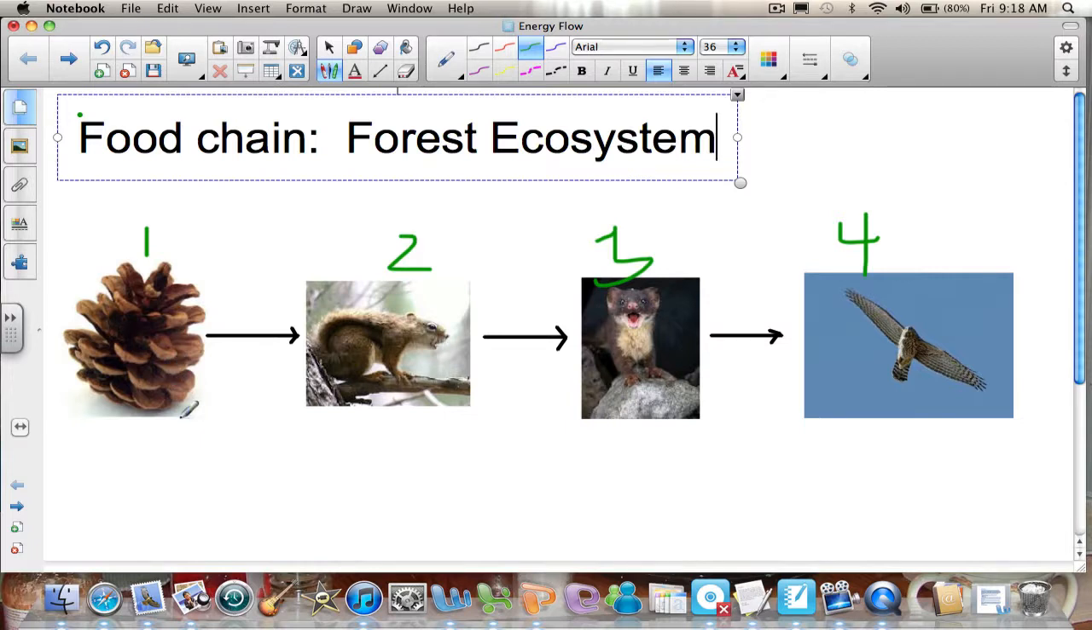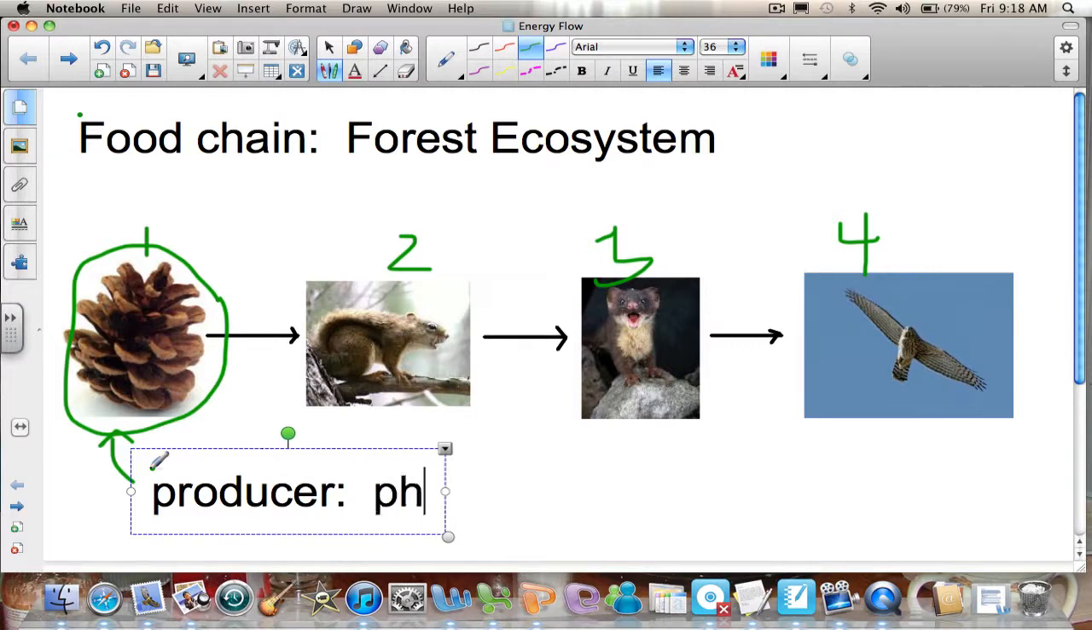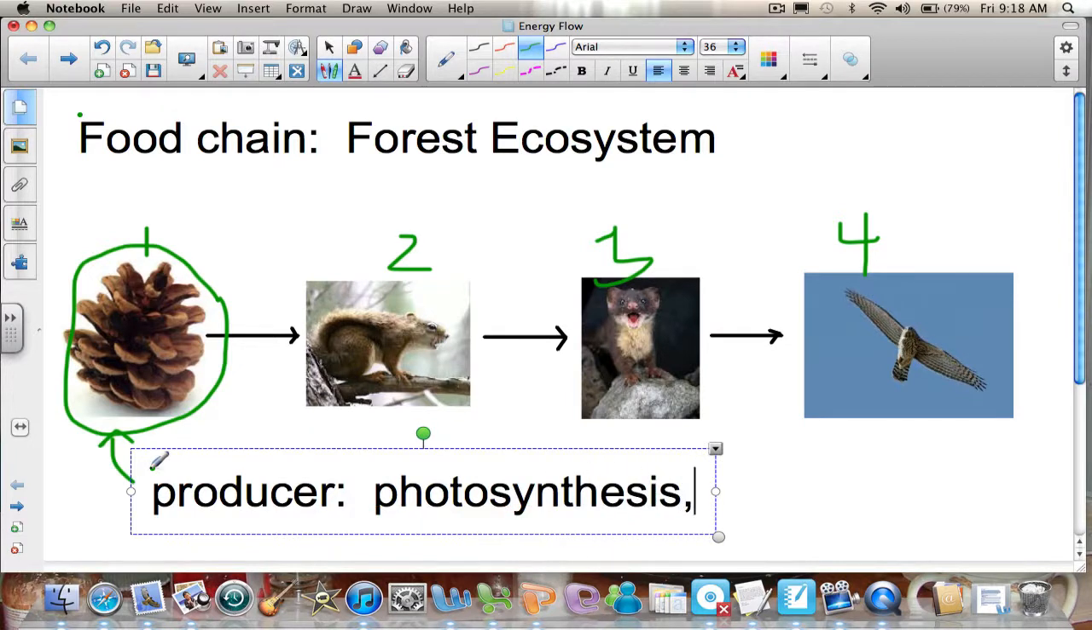And the only living organism in this food chain that can actually create its own energy is the pine tree. And the red squirrel must eat the seeds of the pine cone to get its energy. But because the pine tree can make its own energy, it's given a specific name called producer. As you learned earlier in the course, these producers, which are essentially plants, can use a special process called photosynthesis. And the special process of photosynthesis uses the sun to make energy.